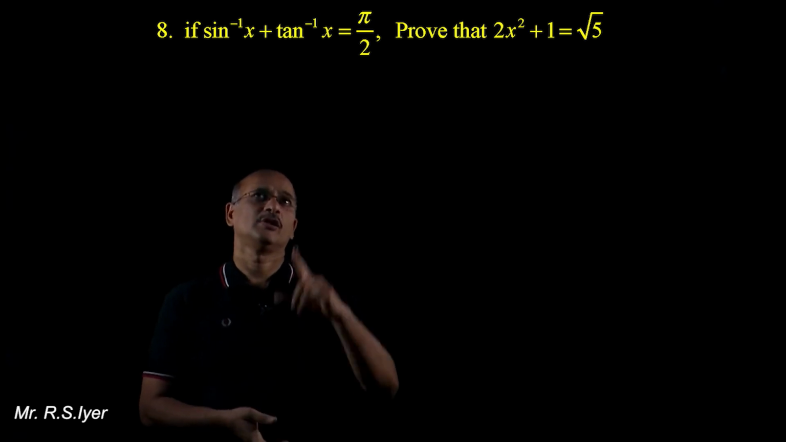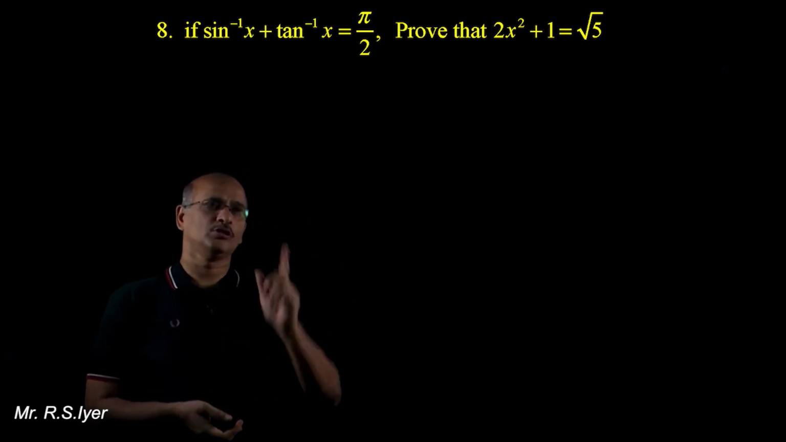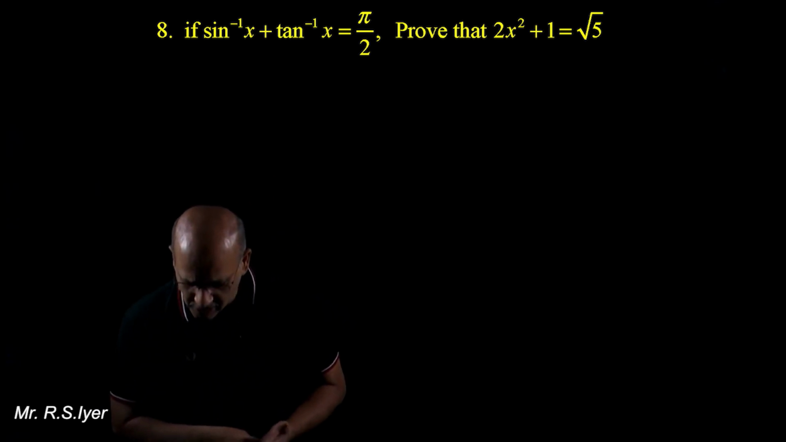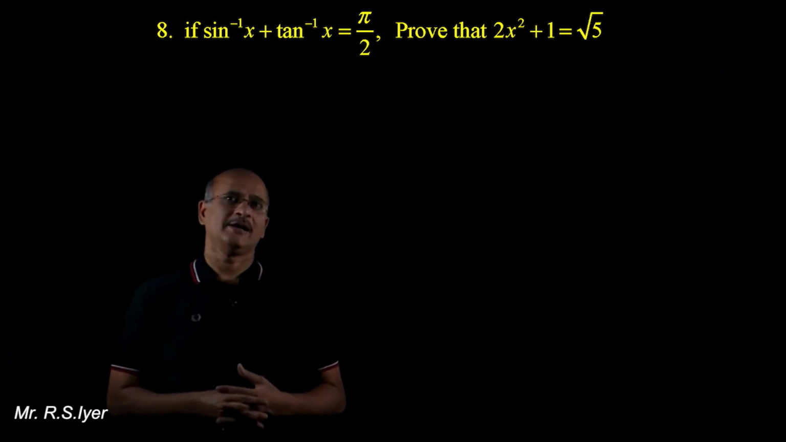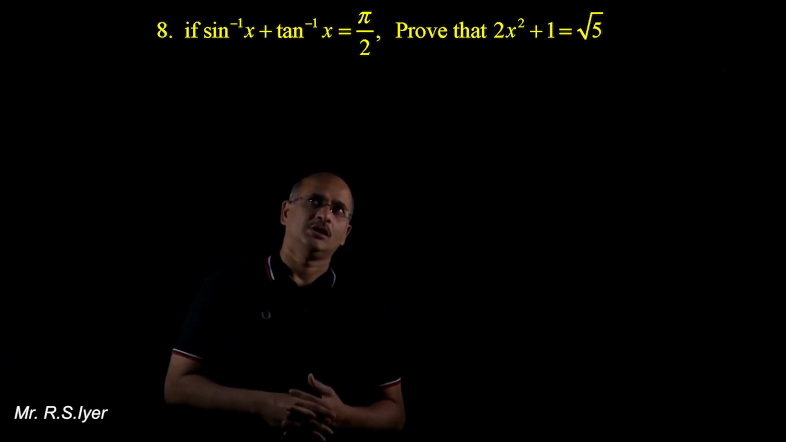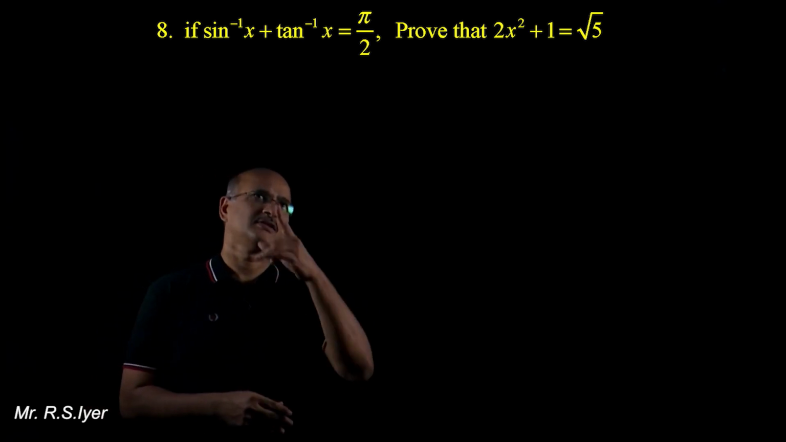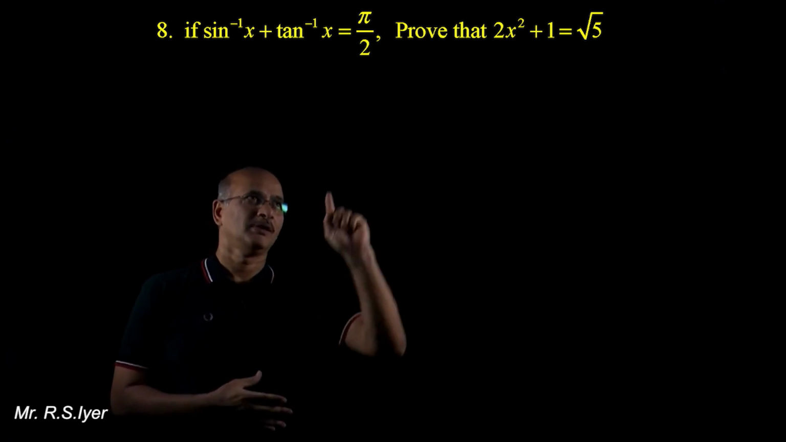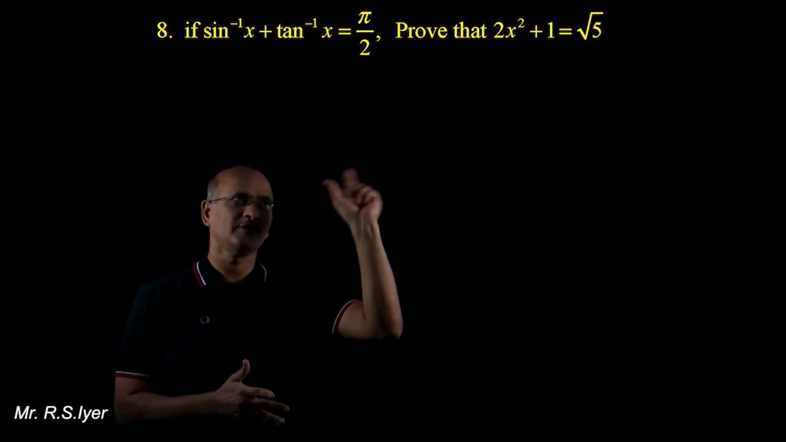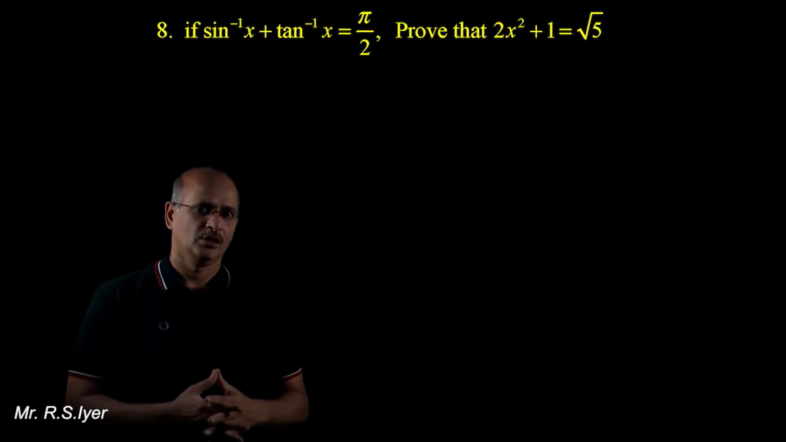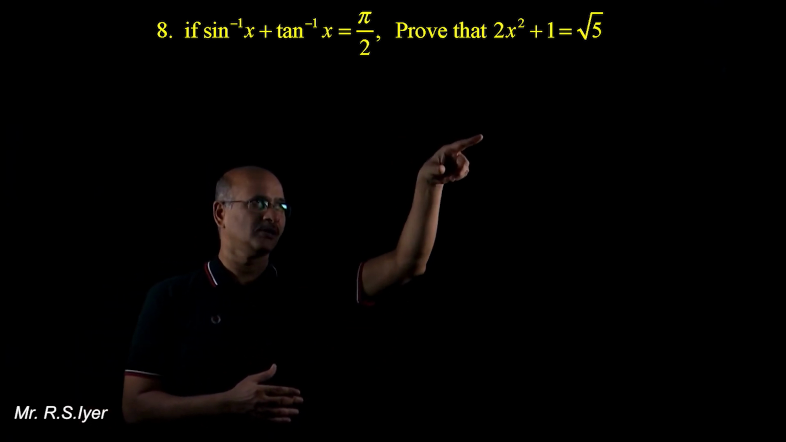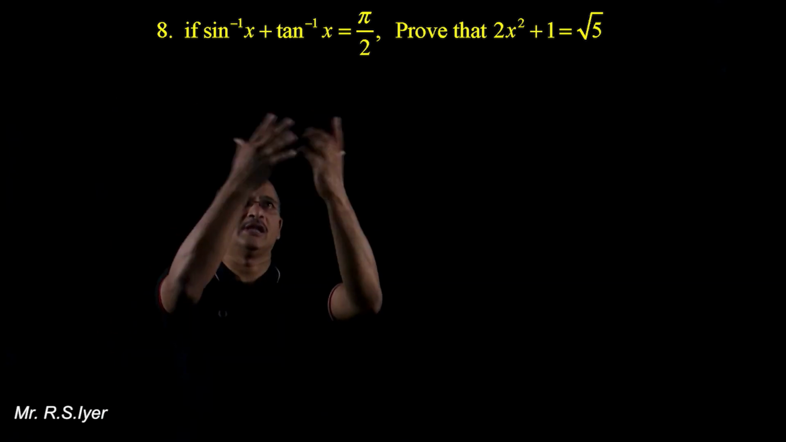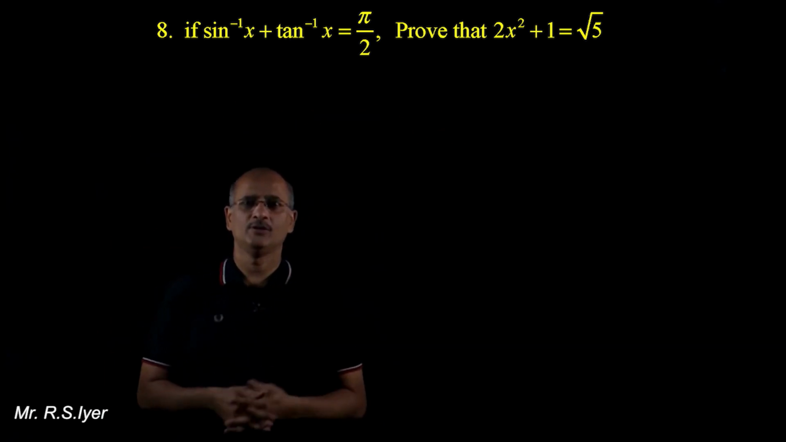Hi there, children. Now you can look at this next question. This is very close to my heart. This has appeared, I think, in 2016, I think so, in the board exam. And it is given sine inverse x plus tan inverse x equals to pi by 2. Fine, I am not worried with that question. But that proving part, they had given a very, very different narrative there. They had given us 2x square plus 1 is equal to 5. What is the connection between these two? Absolutely nothing.